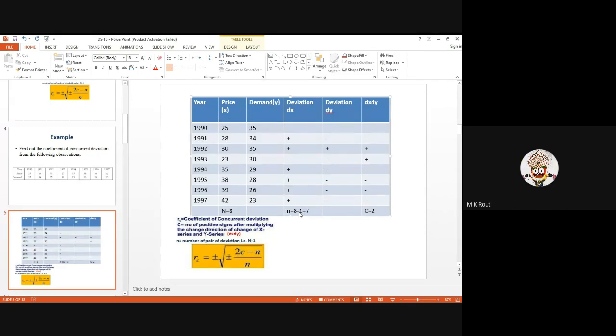Then you proceed to calculate the coefficient of concurrent deviations. The formula is given: Rc equals plus minus square root, under the square root you have to write plus minus (2C minus n) divided by n. That is (2 into 2 minus 7) divided by 7. Calculate this one. I will write the answer here after your calculations. Just calculate.